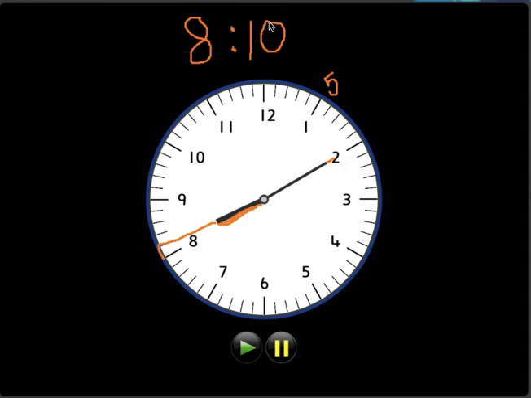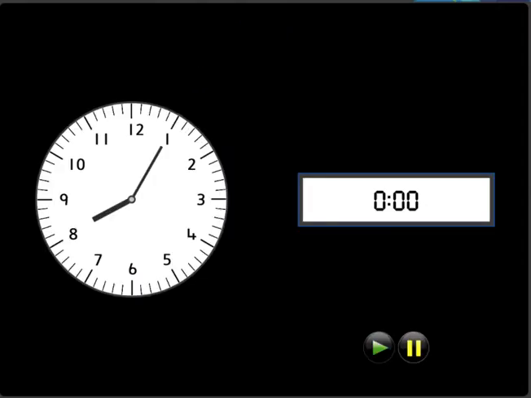How would we say that time? We could say 8:10, like on a digital clock, or we could also say 10 past 8. 10 minutes past 8 o'clock. Let's do one more. Okay, so, that's not a time. You're going to help me figure out how to plug in that time for that analog clock. Let's look at the analog clock. What time does this say?